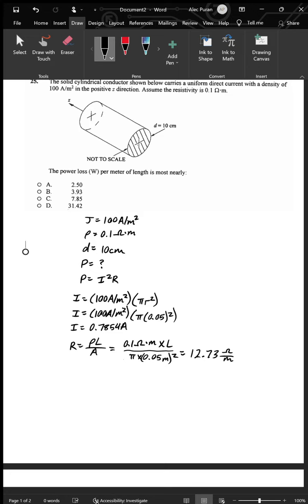So now that we have our I and our R, we can plug it back into our power formula, P equals I squared R. If we plug it in, 0.7854 amps squared times 12.73 ohms per meter, that gives us our power as 7.854 watts. And that's pretty much close to option C.